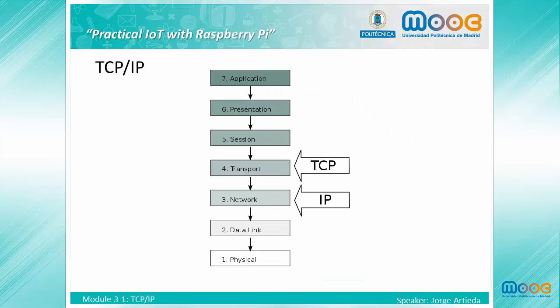TCP/IP are in fact two different protocols, commonly used together. The IP protocol is considered a network protocol. It's responsible for tasks like routing, addressing, or traffic control. TCP is a transport protocol. It's responsible for reliable packet transmission. Examples of its tasks are multiplexing, retransmission, or reordering.